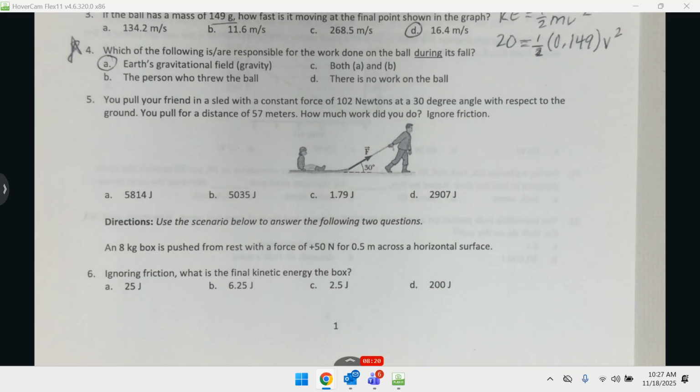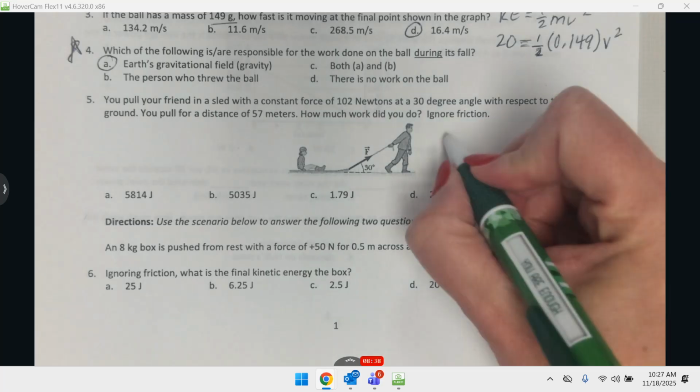Number 5 is a calculation that involves an angle. It says you pull your friend in a sled with a constant force of 102 newtons at a 30-degree angle with respect to the ground. You pull for a distance of 57 meters. How much work did you do? Ignore friction. Again, this is just that work equation.